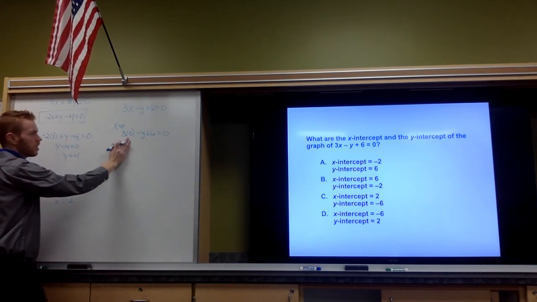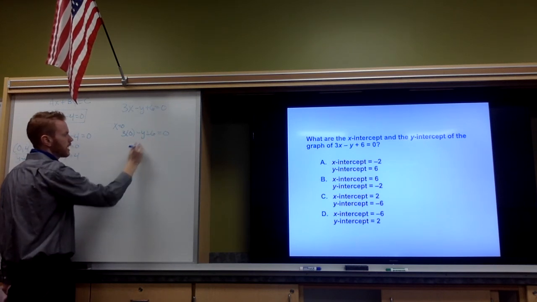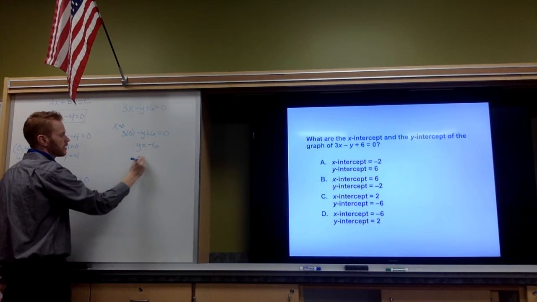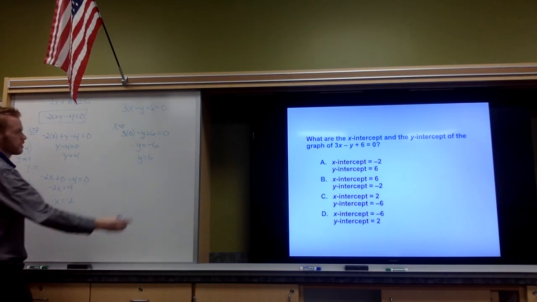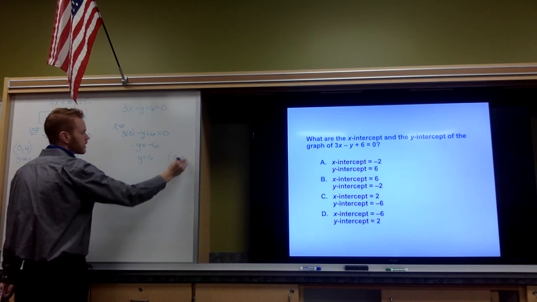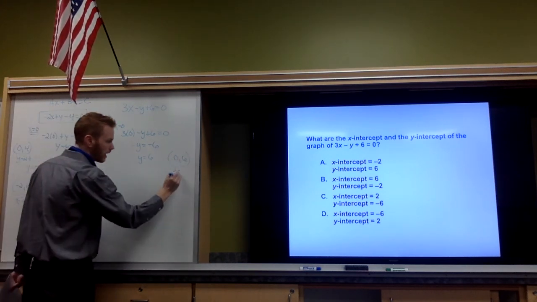So this is gone. Negative y plus 6 is left. Carry the 6 to the other side. We get negative 6. And then divide by the negative 1 to finish. So there's our first intercept. So 0, 6. So there's my y-intercept. Let me put that down. Y-intercept.